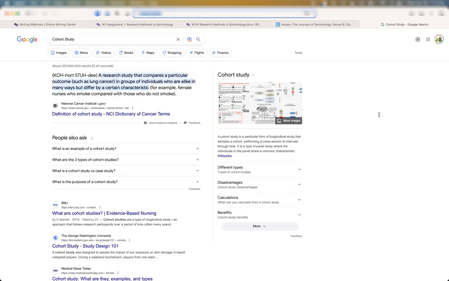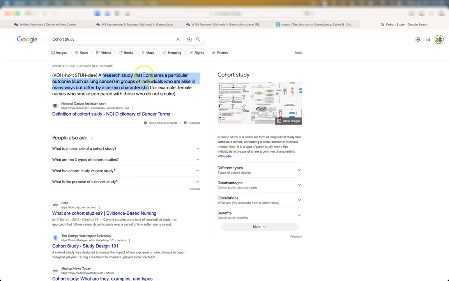If we search for cohort study, we'll see the National Cancer Institute, which is a nice and authoritative source, tells us it's a type of research study that compares an outcome in groups of individuals who are alike in many ways, but differ by a certain characteristic. One of the seminal cohort studies is a study on smoking. These people live in the same area, same background, but these people smoke, and these people don't, or these people smoked up to that point. And you'll find many different examples of that.